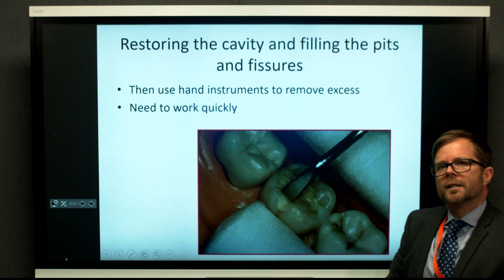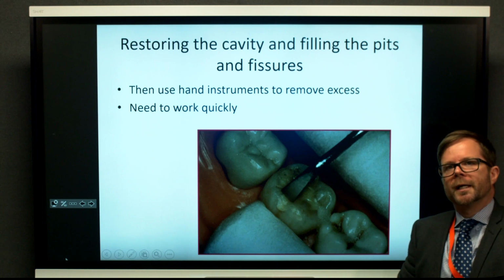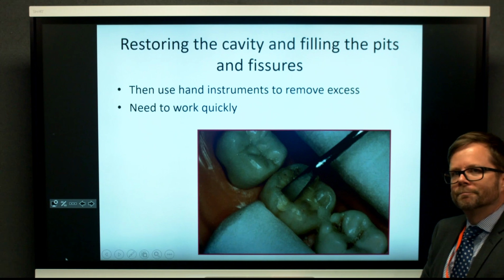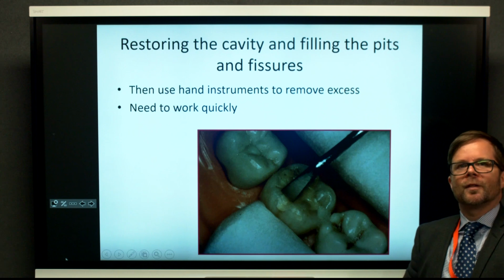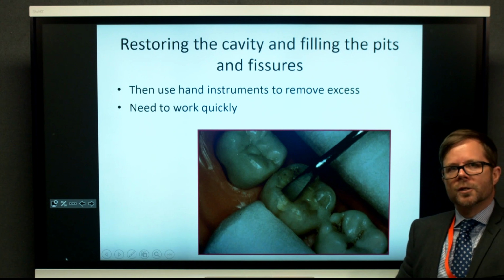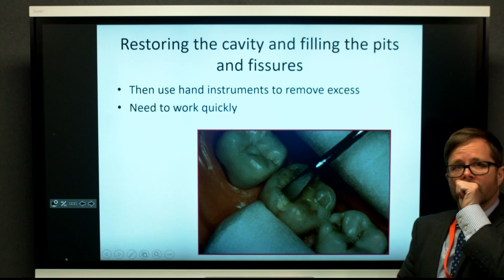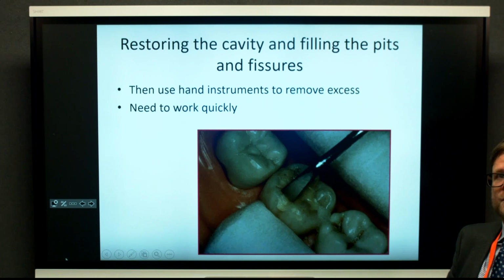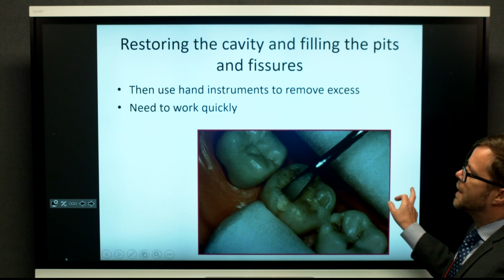Remember, particularly if you're working in a warm situation, that the setting time of the material is not great, so you need to move quickly using hand instruments to remove any excess material.